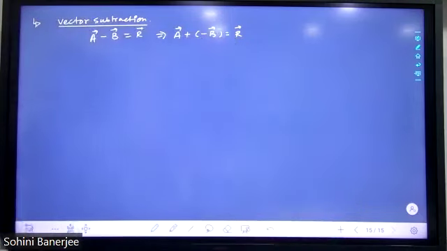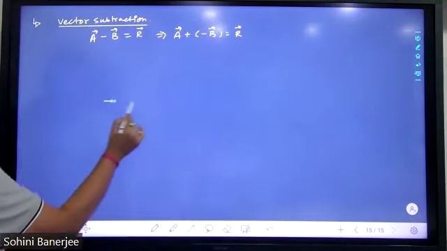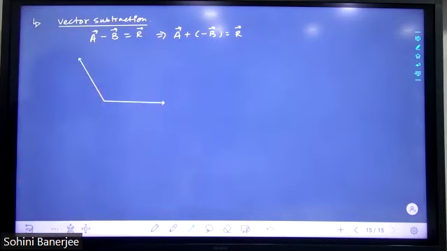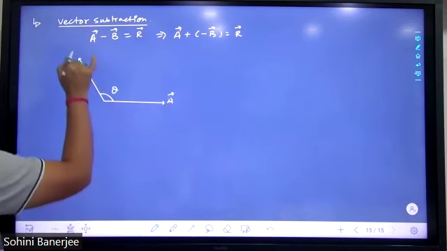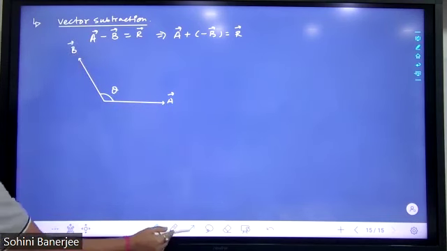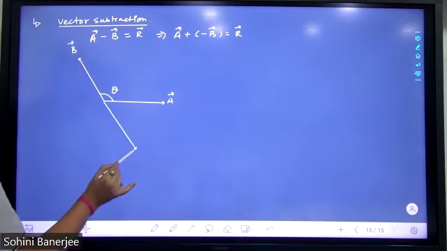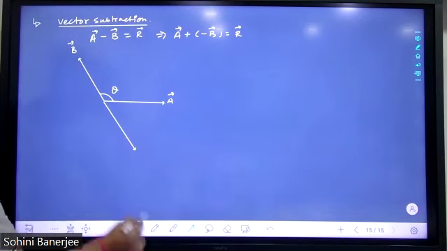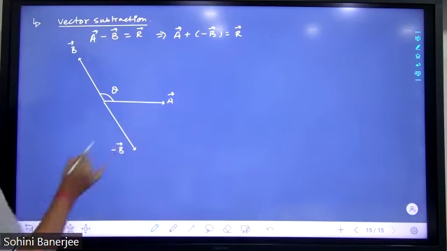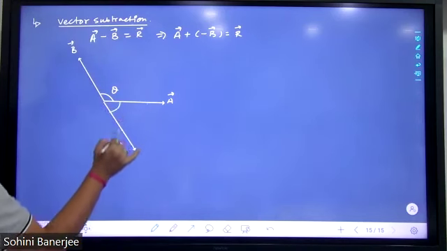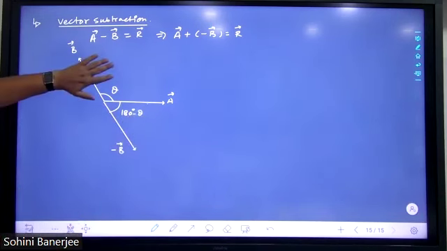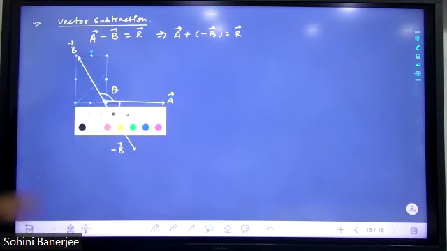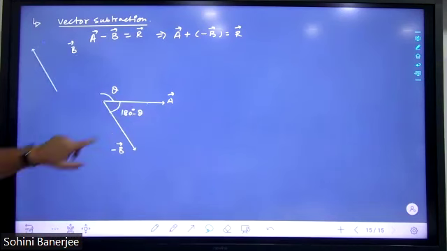So suppose you are given two vectors A and B, right? So the angle between A and B is theta. So this is minus B. If the angle between A and B is theta, what is the angle between A and minus B? Minus theta. So once you get this, ignore B, forget about B, as if you are not given it. Simply remove it. So you got A and minus B to be added. Clear?